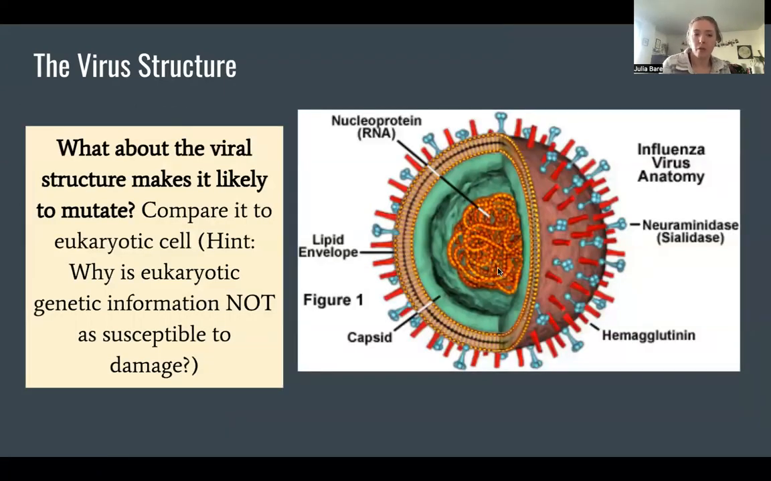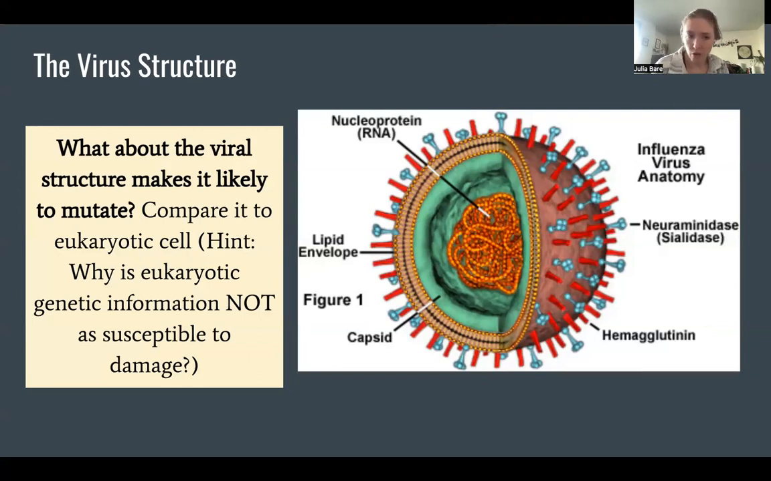So, what is it about the viral structure that makes it likely to mutate? Compare it to a eukaryotic cell and think about, why is eukaryotic genetic information not as susceptible to damage? Think about this structure for a second while you pause the video.